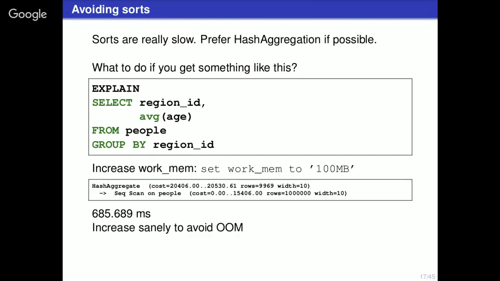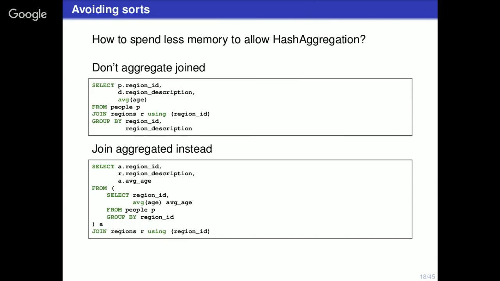You see, this work_mem is for one operation. So if your query has 3 joins and 5 groupings, then it can consume 8 times more memory than your work_mem parameter. It's not per client, not per query, it's per operation. How to spend less memory to allow hash aggregation and to save the memory?